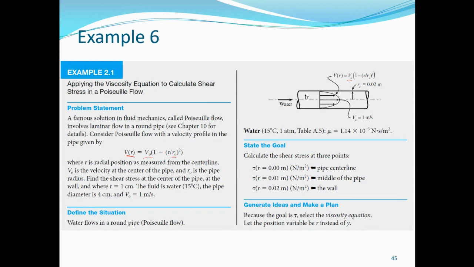The first, find the shear stress at the center of the pipe. At the center of the pipe, that is the origin where R is 0. So R equals 0. Then we substitute when R equals 0.01, which is slightly away from the center of the pipe. And then we have at the wall, when R equals 0.02.